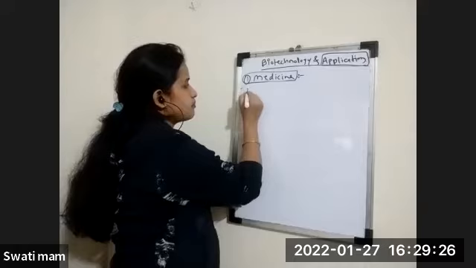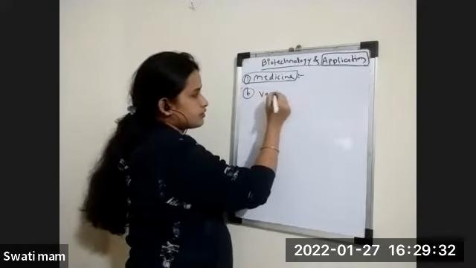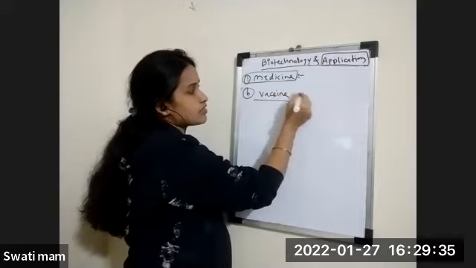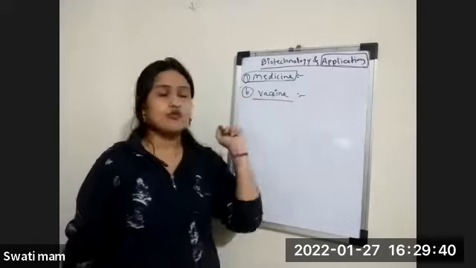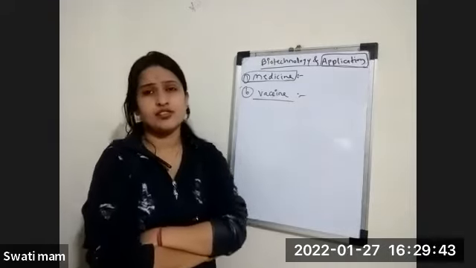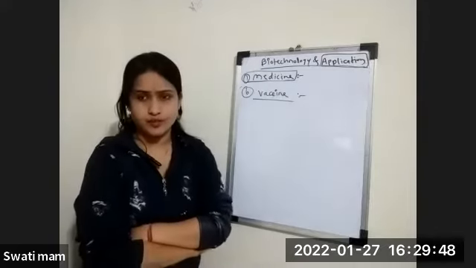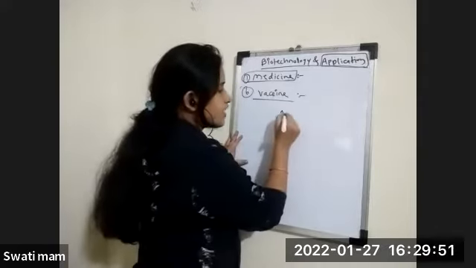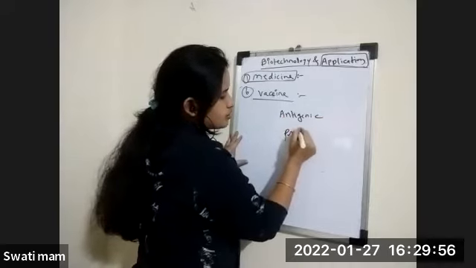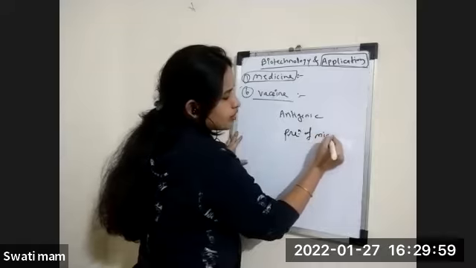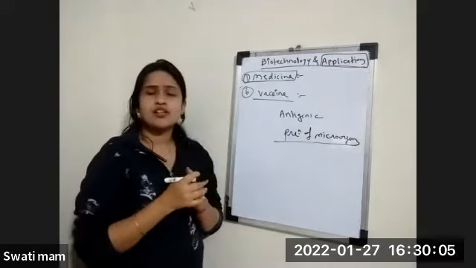Now the next medicinally important concept given is vaccine. Now how are these vaccines prepared and what is the meaning of vaccine? The general definition of vaccine is that it is nothing but the antigenic preparation of microorganisms. The word itself indicates antigenic. Antigenic preparation of microorganism means what?